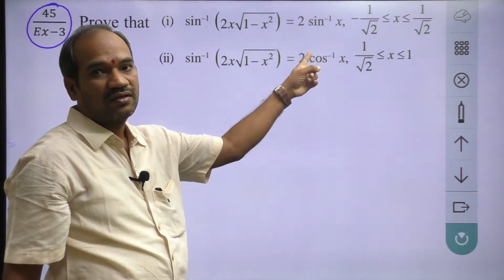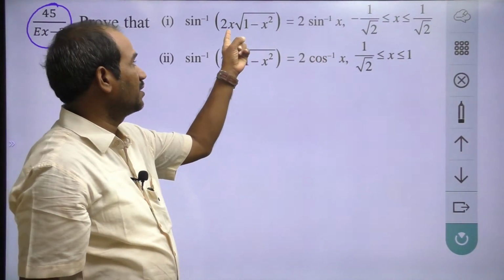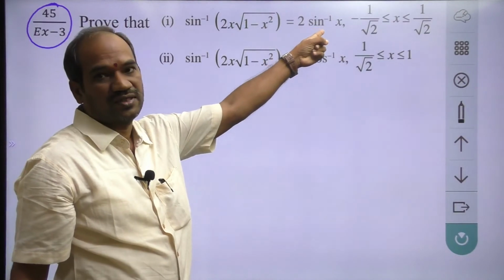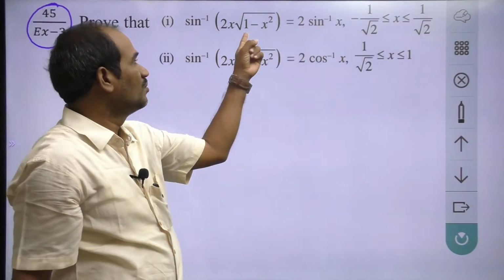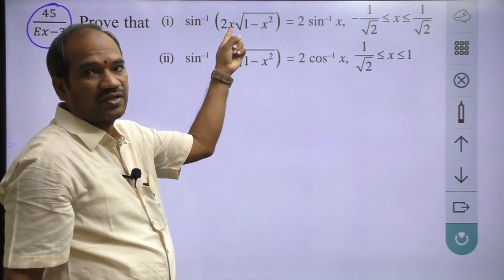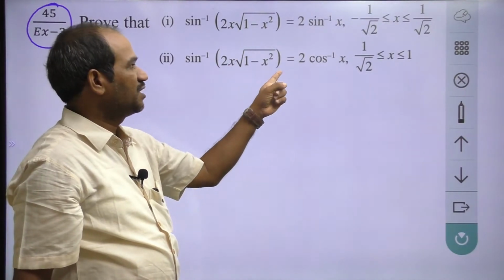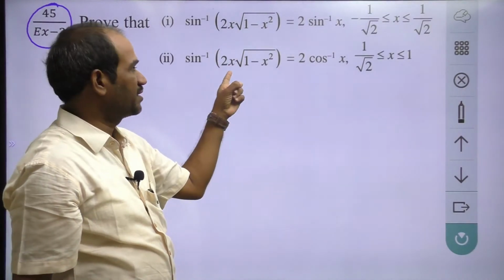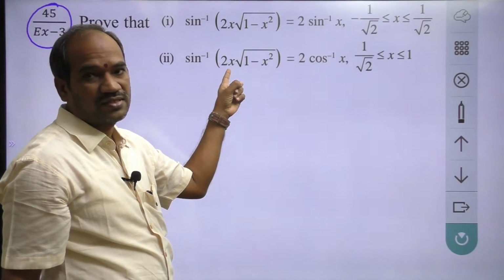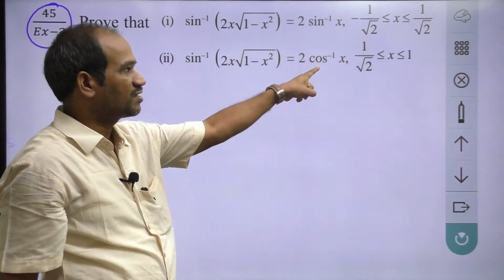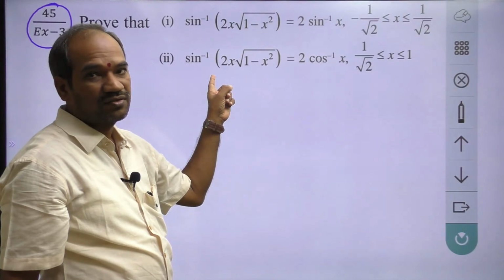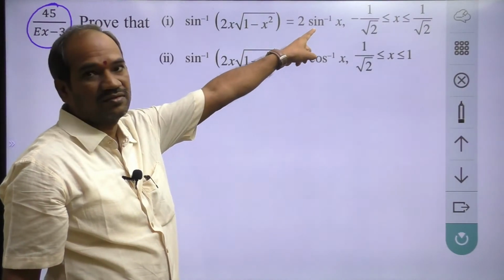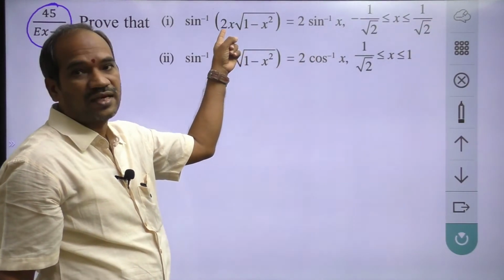See the difference here. In the question with sin inverse x, put x is equal to sin a. In the question with cos inverse x, put x is equal to cos a. So prove that: where cos inverse x appears, put x is equal to cos a, and where sin inverse x appears, put x is equal to sin a.